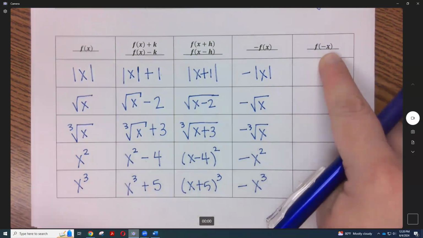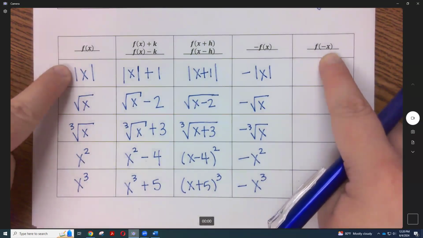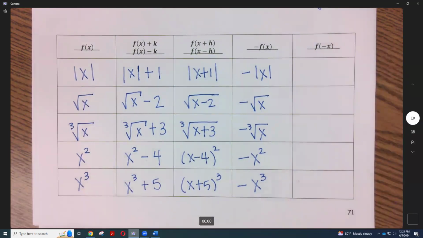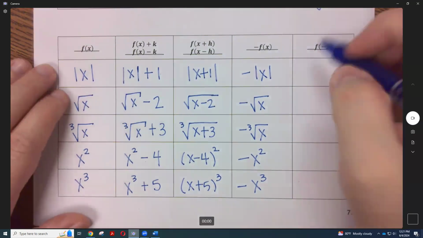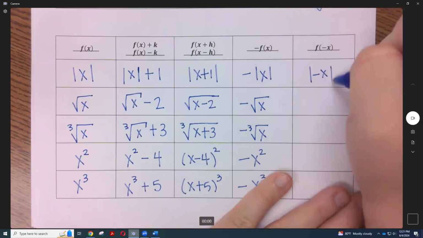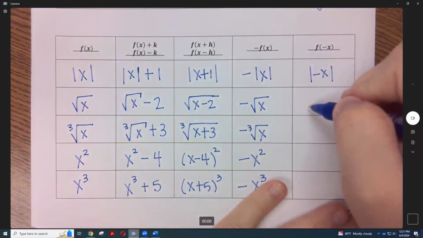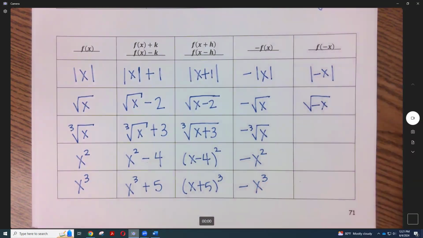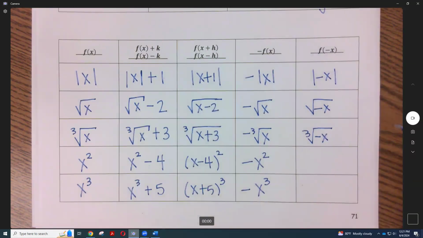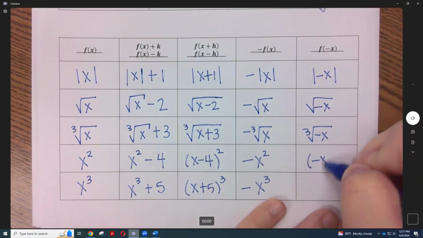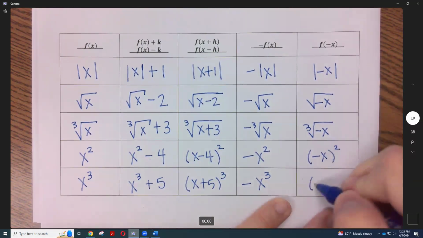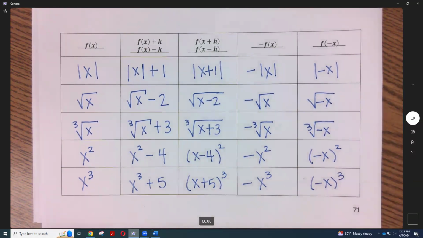Now when it's happening inside of this function, it needs to happen in the bars, under the radical, included in the squared or cubed, included in the exponent, whatever it is. So here we have the absolute value of negative x, the square root of negative x, the cubic root of negative x, negative x squared, and negative x cubed.